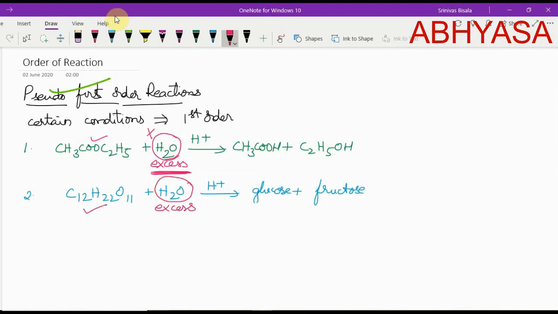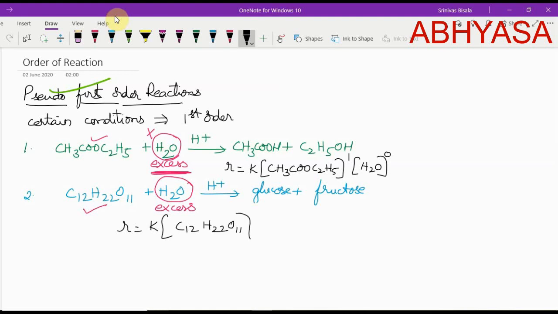So for the first reaction, we can write the rate expression like this: rate equal to K into concentration of CH3COOC2H5 to the power 1. There should not be the concentration term of water, or if you write the water term, it should be to the power 0. Same with the second example: rate is equal to K into concentration of sucrose, C12H22O11, to the power 1, and if you want, we can also write water to the power 0.